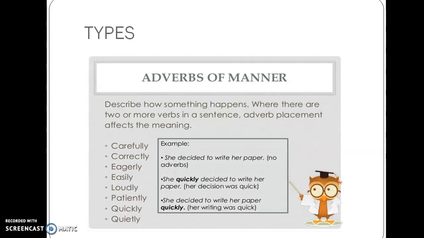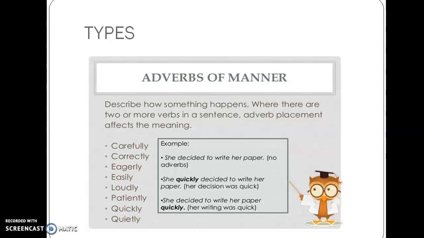Now moving on to types of adverbs. First is adverbs of manner. Adverbs of manner tell us how an action is done. They are only connected to the verb. They have no connection with adverb or adjective. So whenever you are asked to identify adverbs of manner, find verbs in a sentence, because adverbs of manner tell us how an action is done. An action is a verb.